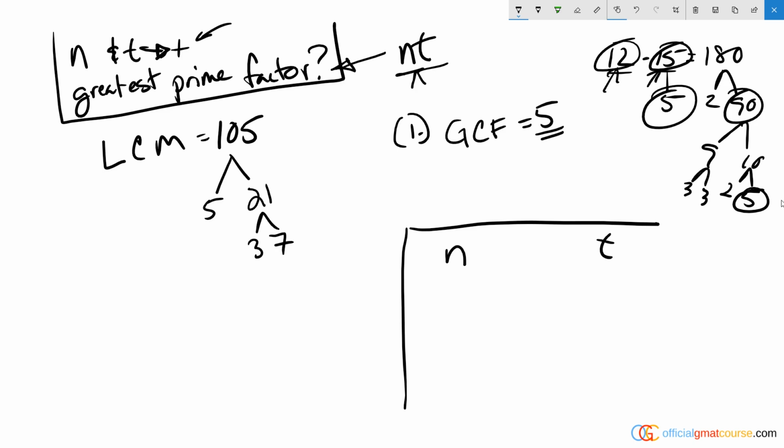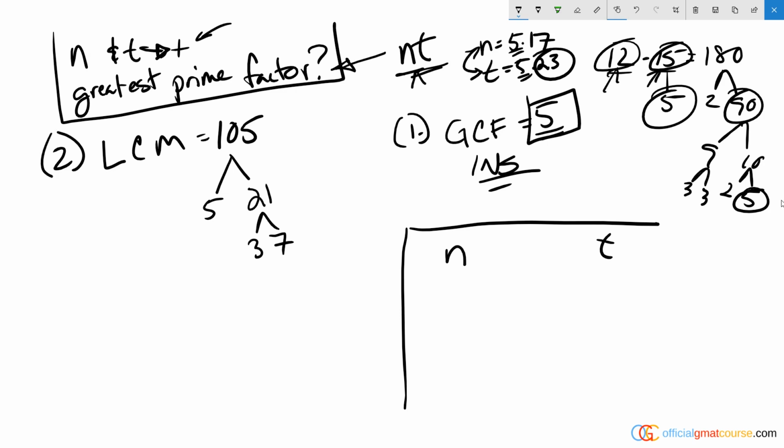For example, if n was equal to 5 times 17 and t was equal to 5 times 23, the greatest prime factor would be 23 when we multiply the two of them, but the greatest factor that they have in common is 5. So this isn't showing us much information about the other factors involved in n and t, and for that reason, it's not going to help us to find the greatest factor of n times t. So this is insufficient.